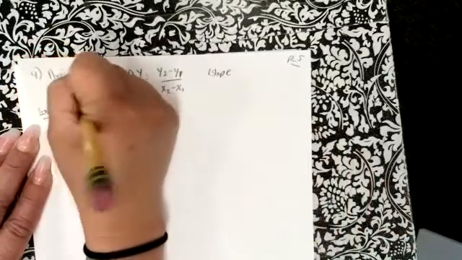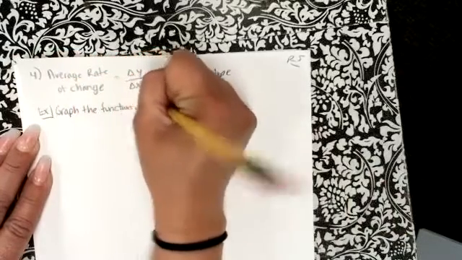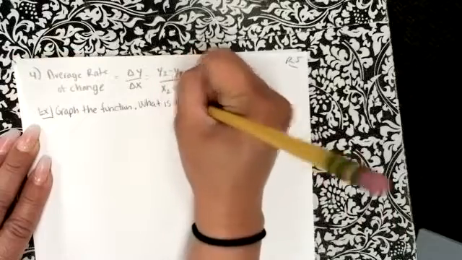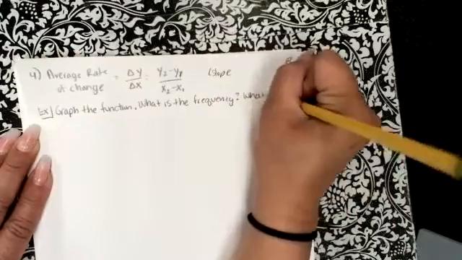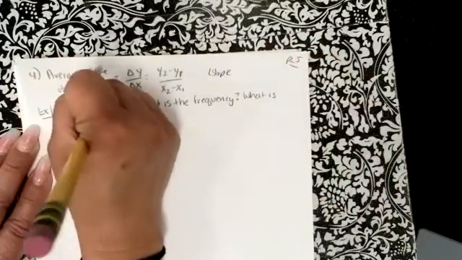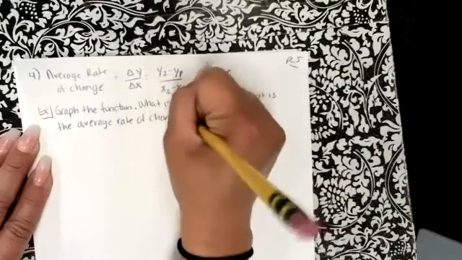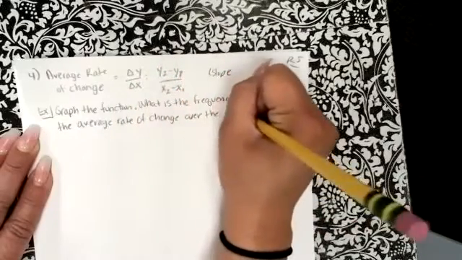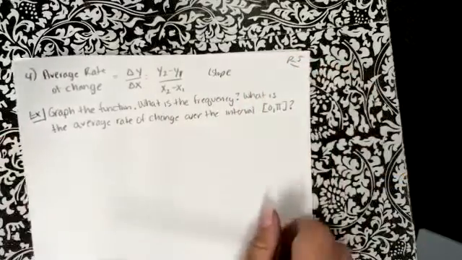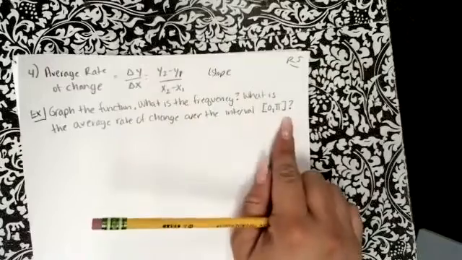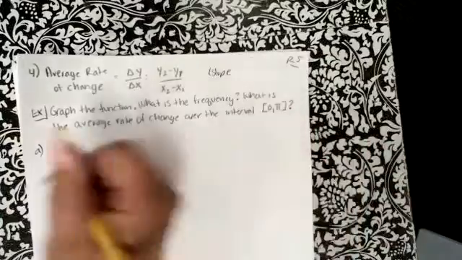So we are going to graph the function and find what is the frequency. What is the average rate of change over the interval from 0 to pi? So for the interval, I'm only graphing from 0 to pi, okay? Only from 0 to pi. That's all I'm going to look for, the slope between 0 and pi.